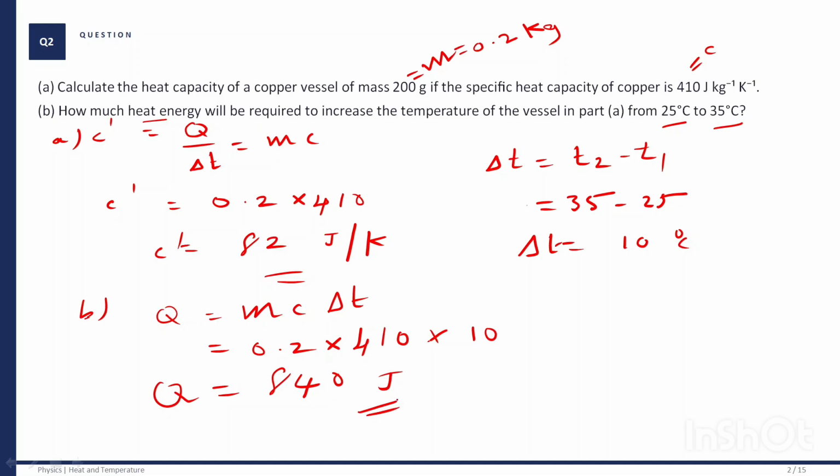So what have we done? We have taken two formulas. One is heat capacity, the other one is heat energy. Heat capacity is represented by the ratio of heat energy by change in temperature, otherwise MC, the product of mass into specific heat capacity. The heat energy depends on three factors: mass of the body, nature of the body, and change in temperature. So Q equal to MC delta T.